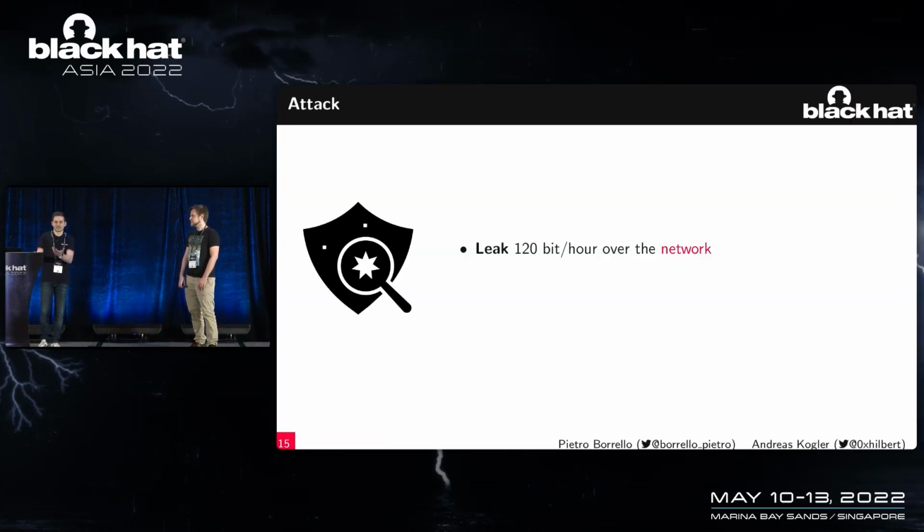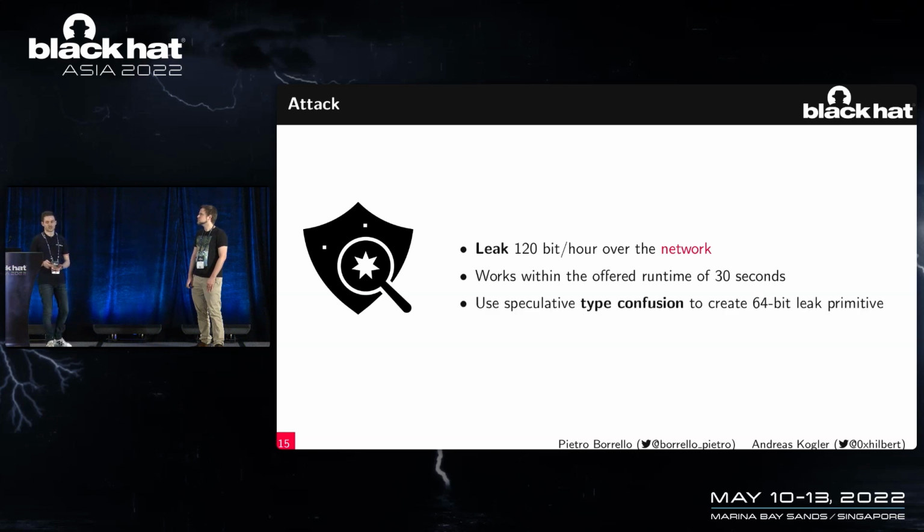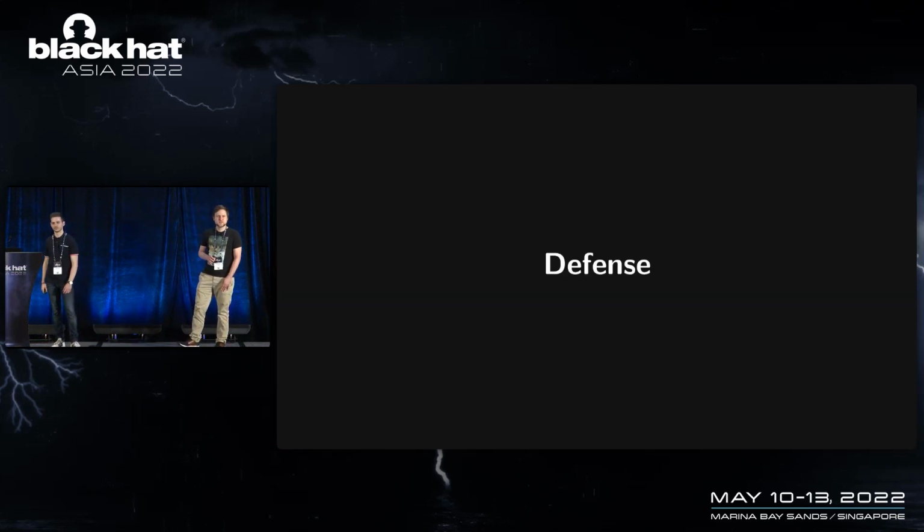Yes. Basically, with this attack, we are able to leak remotely over the network 120 bits per hour. That means that in the average default Cloudflare worker runtime of 30 seconds, we leak at least 1 bit of victim data, just by using this particular type confusion to leak from the whole memory. Okay, that sounds really bad. So I have to think about how to mitigate that.